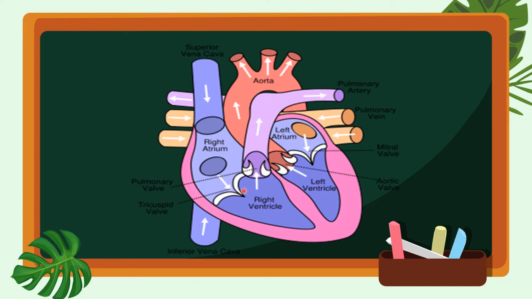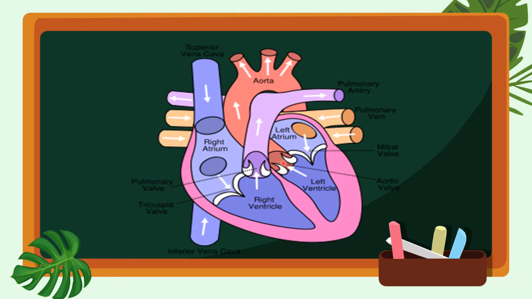Between the top and the bottom chambers, we have the heart valves. These are the heart valves. Our heart valves open and close to allow for proper blood flow. Our valves ensure that the blood flows only in one direction, otherwise there would be heart problems. These valves are the mitral, aortic, pulmonary, and the tricuspid valve.